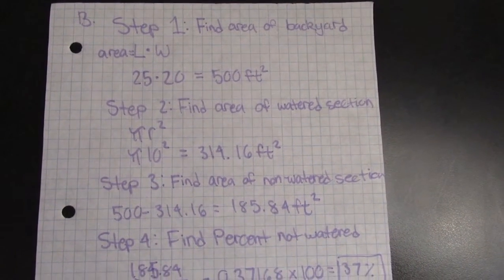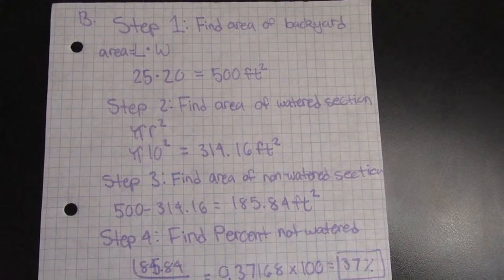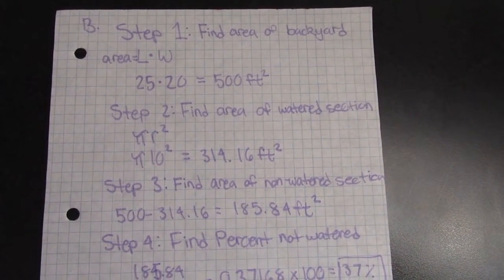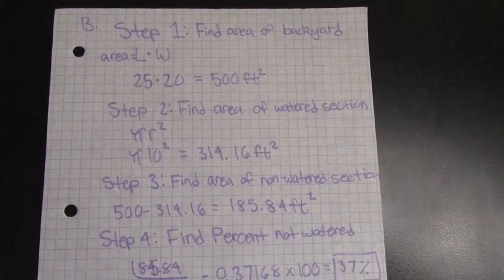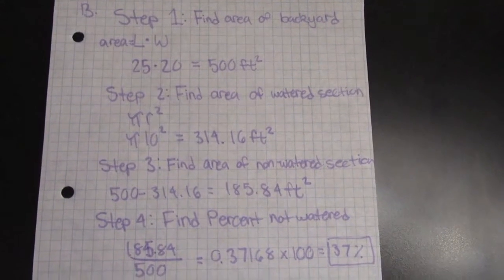Second step is to find the area of the watered section, which is going to be pi r squared. So from part A, we know our r is 10, so we do pi times 10 squared, and we get 314.16 feet squared. Now move on to step 3.